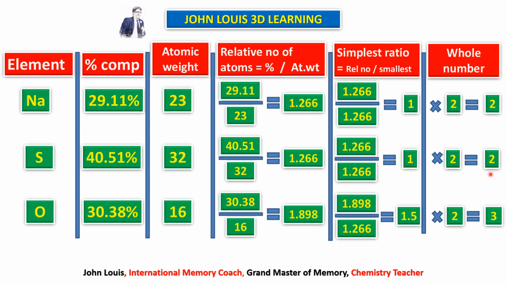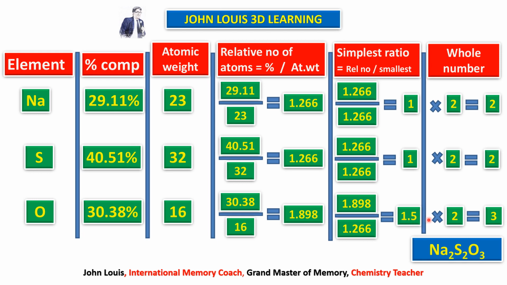So 1 into 2 is equal to 2. And 1 into 2 is equal to 2. Therefore, how many sodium atoms? 2. How many sulfur atoms? 2. How many oxygen atoms? 3. Therefore, what will be the empirical formula? Na2S2O3. Is this clear here?